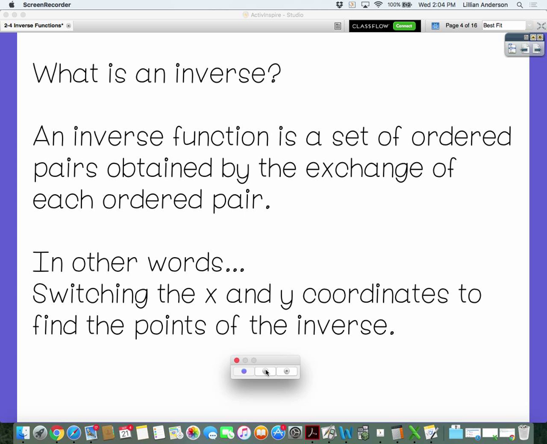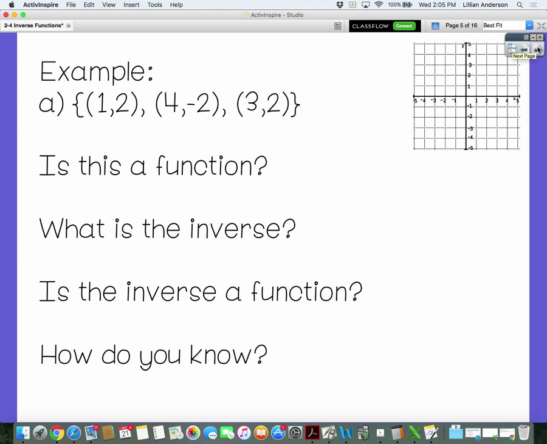So we're going to look at an example together, one on your own. And it's going to kind of go back into Unit 1 a little bit. So we're going to first revisit a few things about functions as well. So let's take a look at this example.